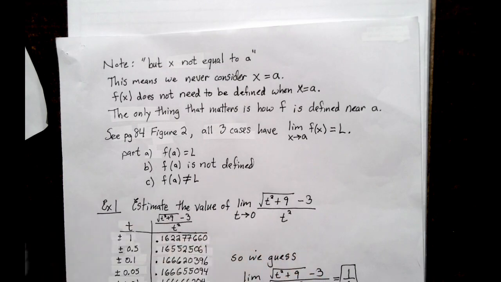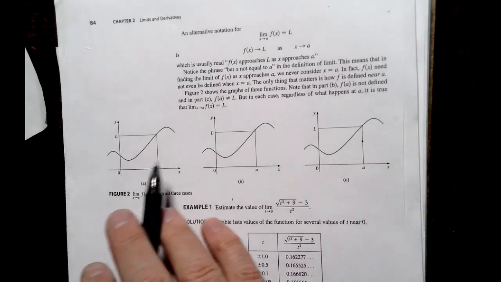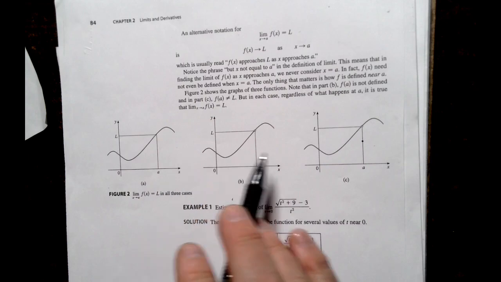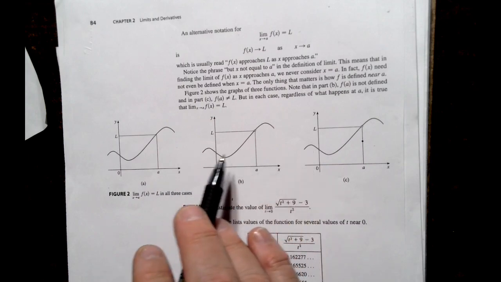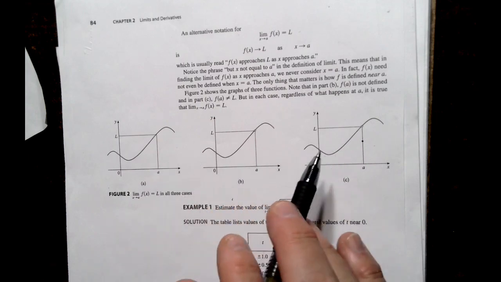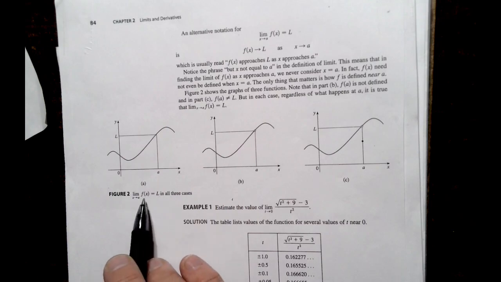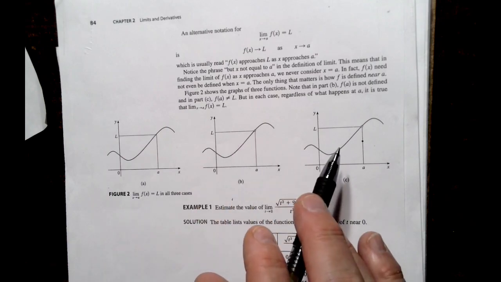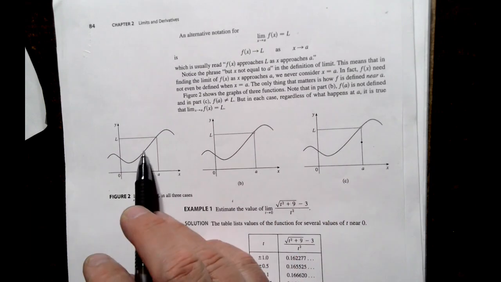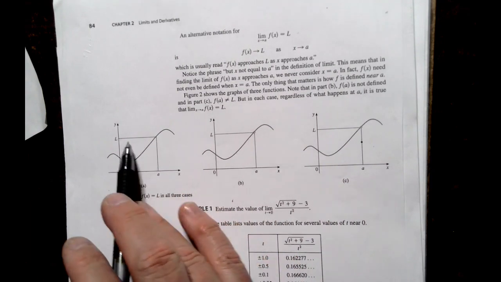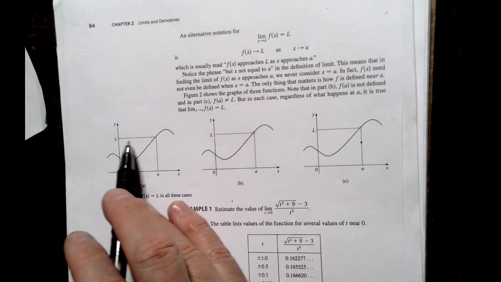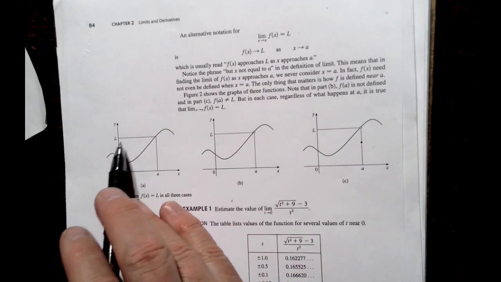So let's look at figure 2 in the textbook. All three of these are functions where the limit exists. All three have a different situation, but with all three of these, the limit as x approaches a of f of x equals L, and all of these have that same limit that does exist. As you approach from the left and the right, you approach the y value of L, and at a, it's defined as L. f of a equals L.